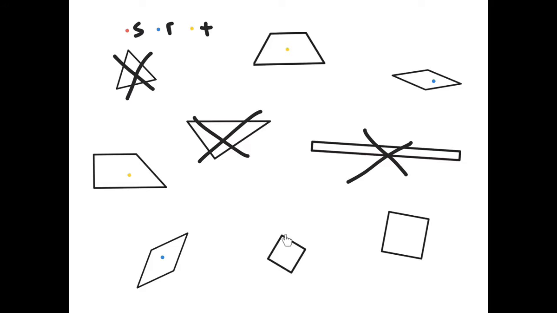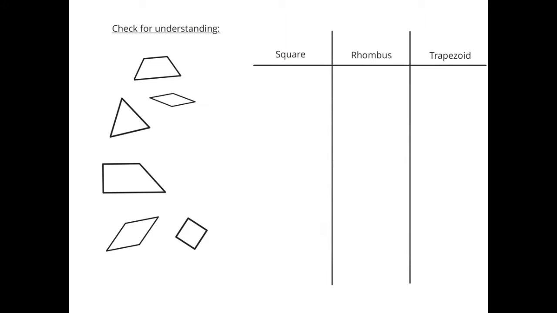This next one has 4 congruent sides, and it looks like it will have 4 right angles. That makes it a square. Same with the next one, 4 congruent sides and 4 right angles, making it a square. Now that we've practiced identifying all of our shapes, go ahead and see if you can identify all of these shapes on your own.